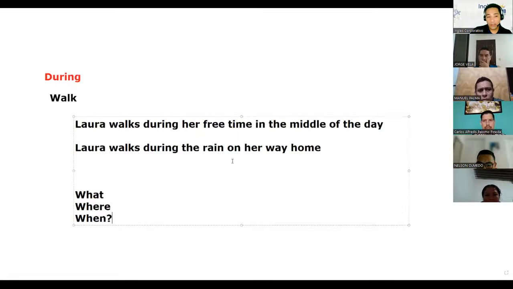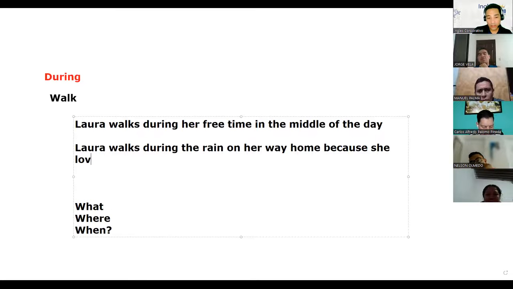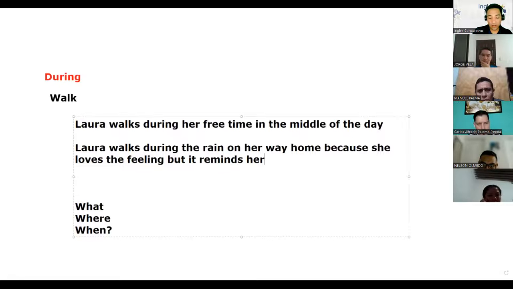Now I want you to notice something. A key element, you're using one preposition, two prepositions. One preposition, two prepositions. Can I continue the idea? Laura walks during the rain on her way home because, another preposition, she loves the feeling. Can I continue the idea? Yes. But it reminds her of another preposition, her boyfriend.